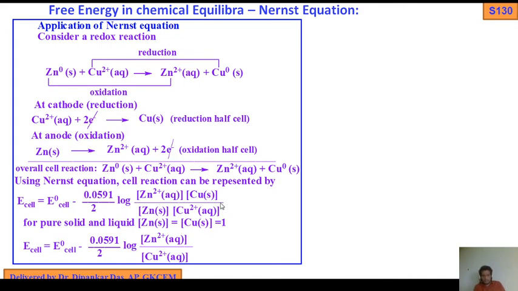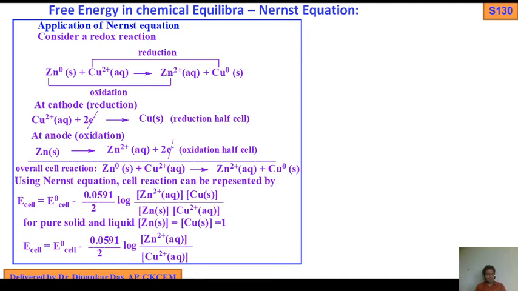Just multiply by 1. Then the equation becomes E cell equals E naught cell minus 0.0591 by 2 log of the molar concentration of zinc 2 plus aqueous by the molar concentration of copper 2 plus aqueous. So that is the application of the Nernst equation for a given redox reaction like zinc solid plus copper 2 plus aqueous gives zinc 2 plus aqueous plus copper 0 solid. So that is the redox reaction.